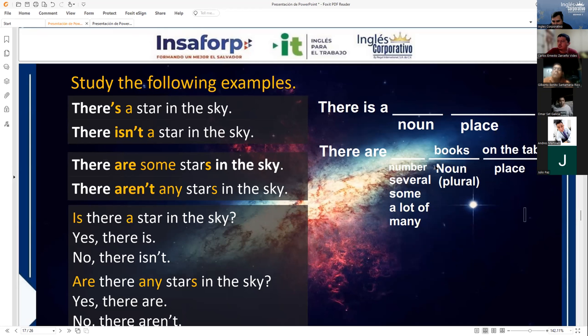There are several books on the table. There are some books on the table. There are a lot of books on the table. There are many books on the table. Also, with there is. There is. A little.